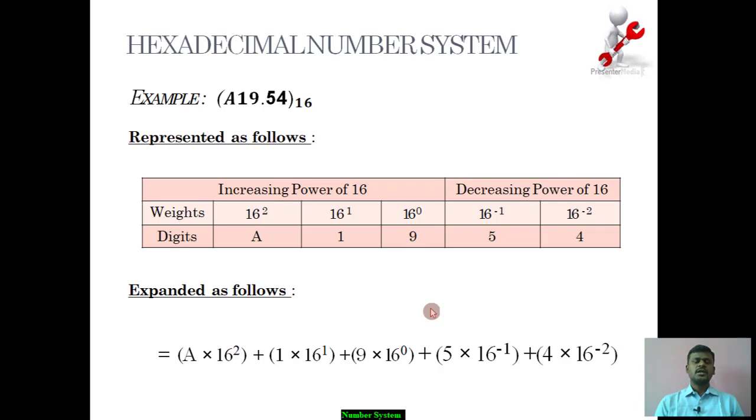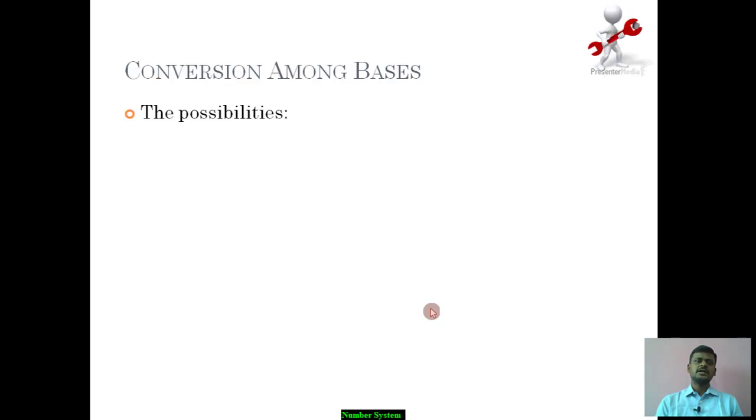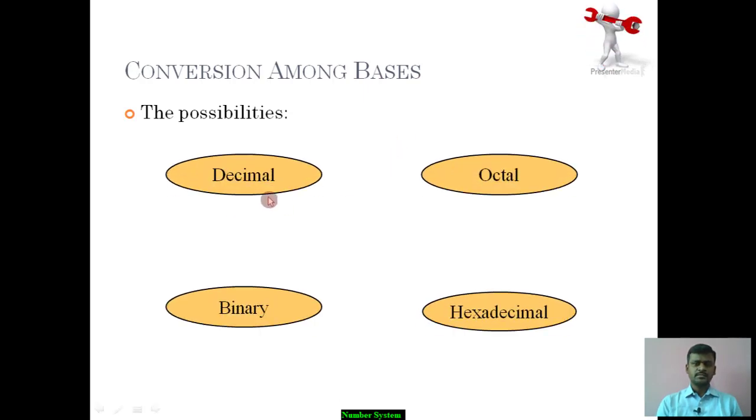So now we will move on to the next topic, that is conversion among the bases. That means how values will be converted among the number systems. We have 4 number systems, that is decimal, octal, hexadecimal and binary. Now we will see what the possible conversions among these 4 number systems are. First one, decimal to binary.